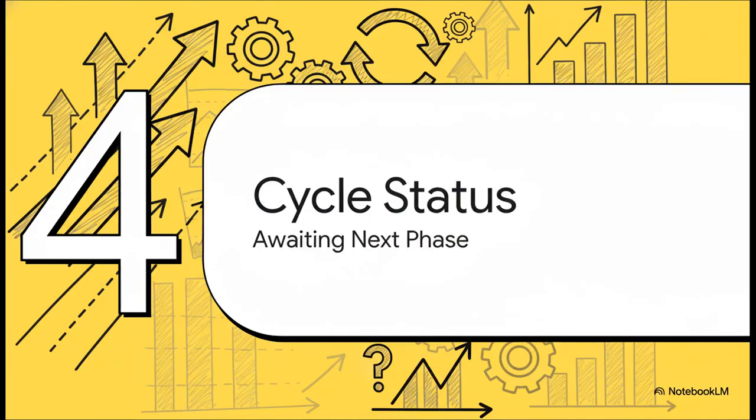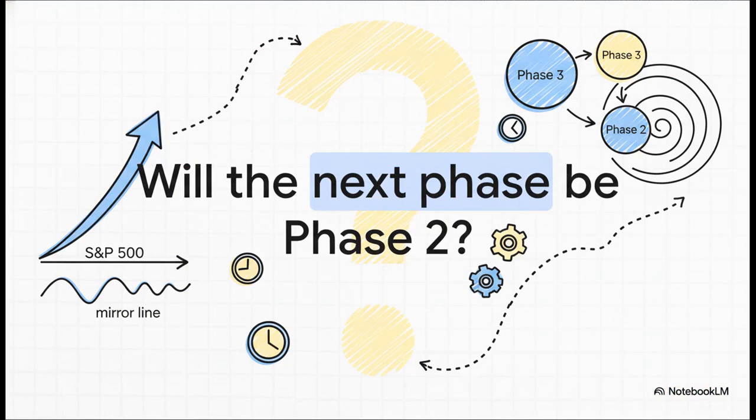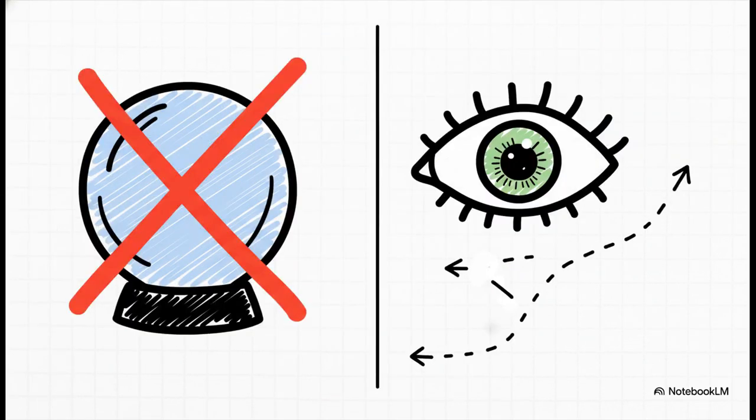So phase 3 is in the books. Where does that leave the cycle right now? Let's take a look at the current status. And that brings us to the big question on the table. Will the cycle now go back and complete phase 2? Remember, phase 3 happened out of sequence, so that mirror line event from phase 2 could theoretically still be in play. Now, it's so important to be clear.